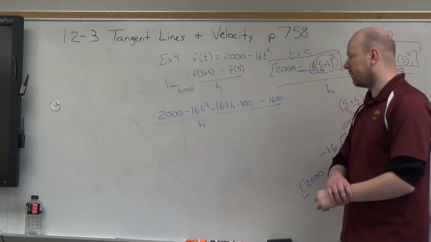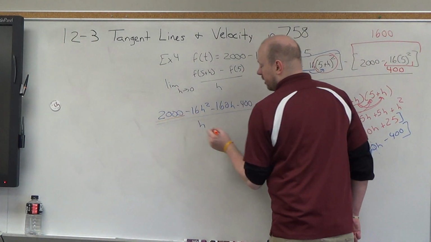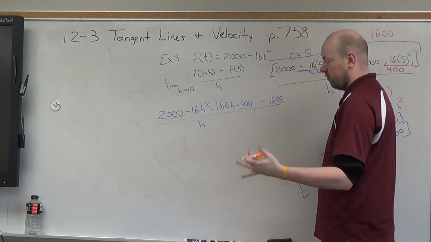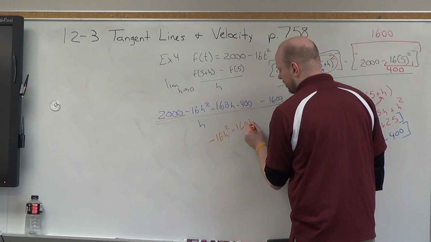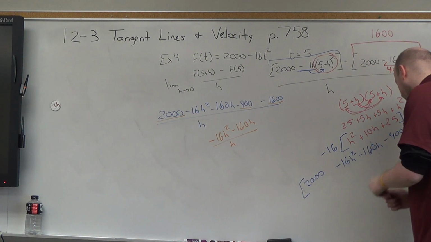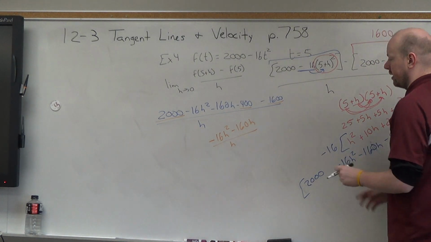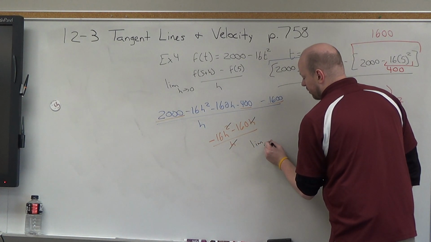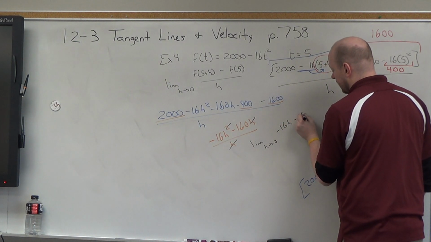Much getting to the spot where I should try to combine like terms. So I get 2,000 minus 400 would be 1,600, minus 1,600 again, which would be 0. So all I have left is negative 16h squared minus 160h all over h. Now again, just like before, because I have h in every single expression, I can cross it off. So boom, boom, boom. I get the limit as h approaches 0 of that, which would be negative 16h minus 160.